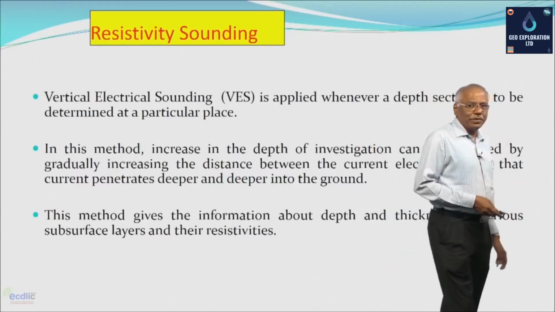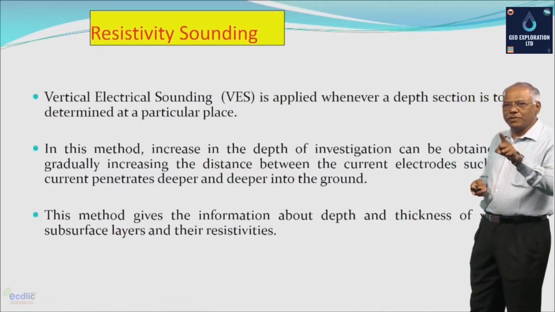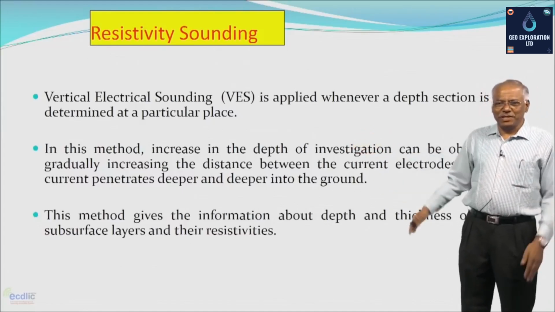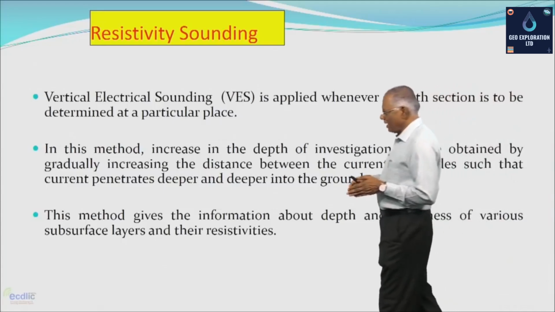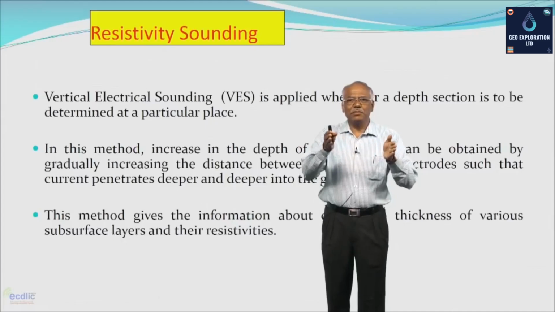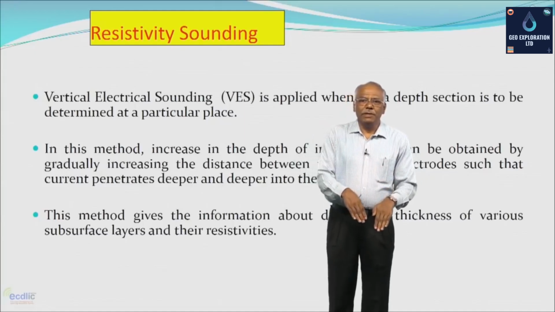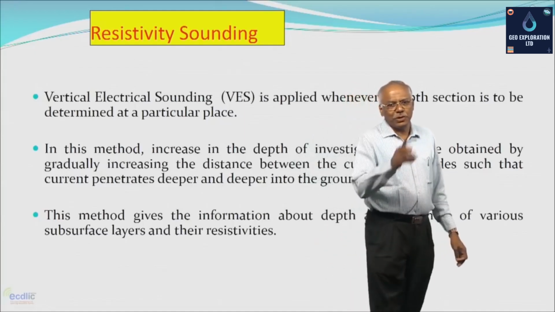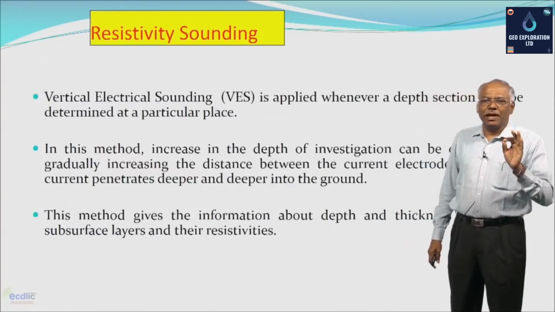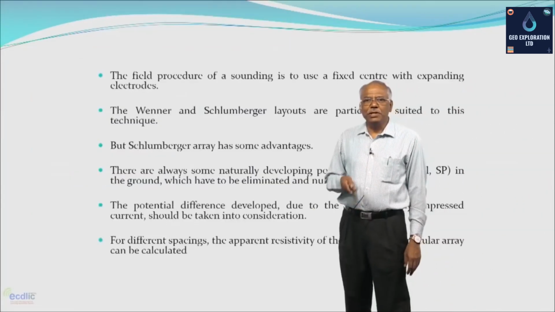That is the basic difference between these two. In the case of sounding, increase in the depth of investigation can be obtained gradually by increasing the distance between the current electrodes. So, as either in the Wenner or in the Schlumberger, you can increase the distance between the current electrodes. That means you are going to higher and higher levels of depth for the investigation, and it is possible with this. Therefore, this gives you information about the depth and thickness of the subsurface layers and their resistivity by using the sounding.